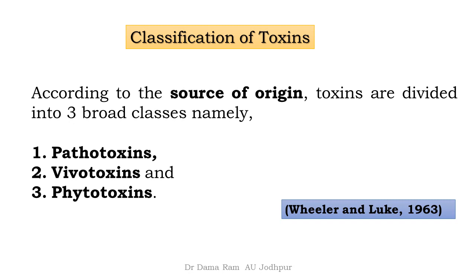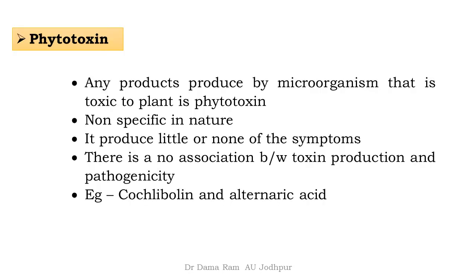So according to Wheeler and Luque in 1963, he classified them under the phytotoxins, vivotoxins and pathotoxins. So now we discuss the phytotoxins. What toxins are included in the phytotoxins, and what are the examples of phytotoxins? Any product produced by a microorganism that is toxic to plants is called phytotoxin.